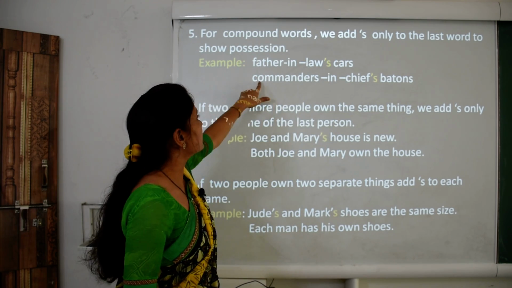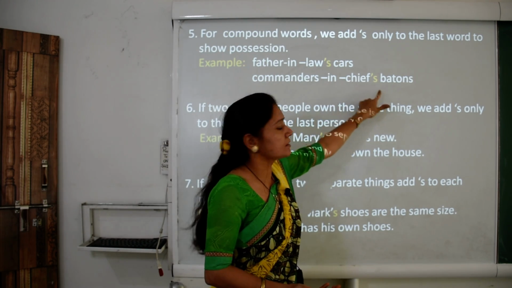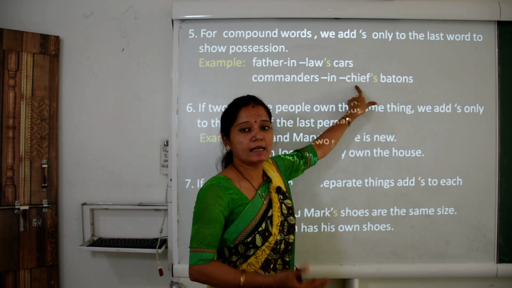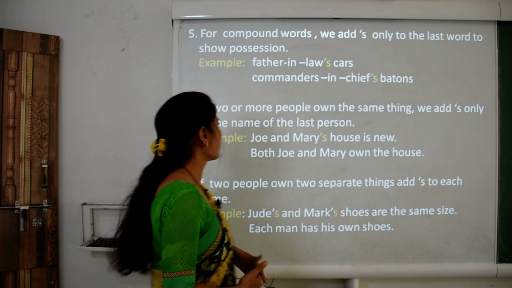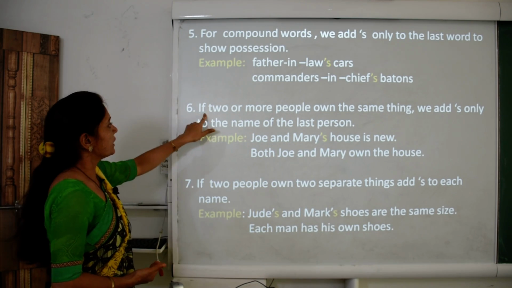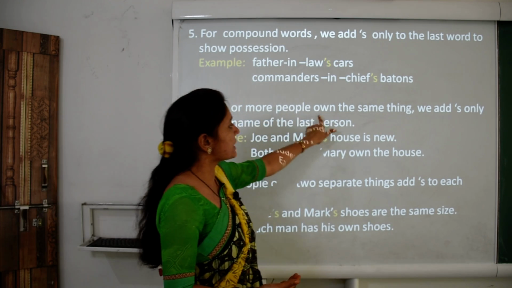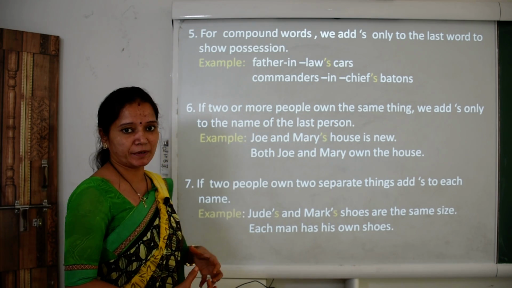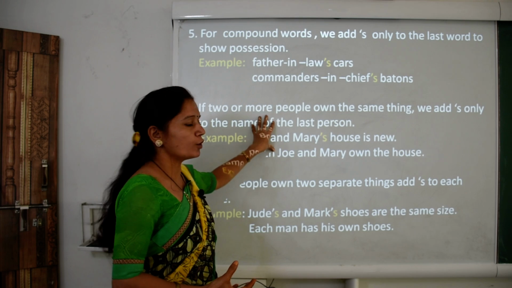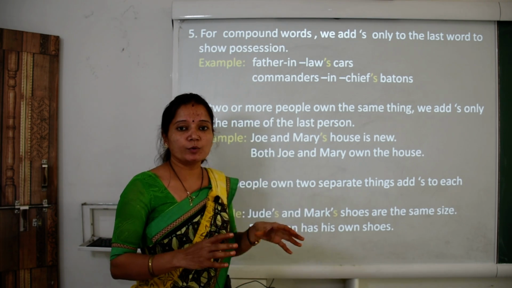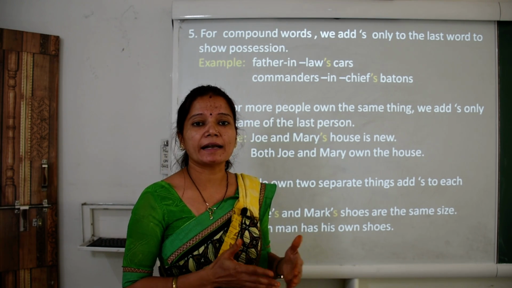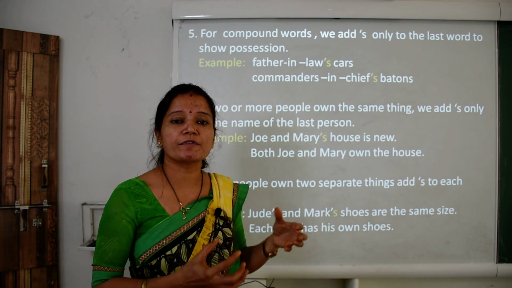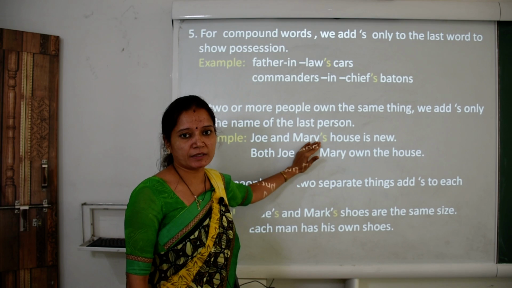So let's see the next, commanders-in-chief's batons. So here we'll add apostrophe s with the last word only. Okay, now let's see the next point. If two or more people own the same thing, we add apostrophe s only to the name of the last person. Which means if two or more people are there and they own the same thing, we will not add the apostrophe with each of them. We'll add apostrophe s with the last, the second person's name.